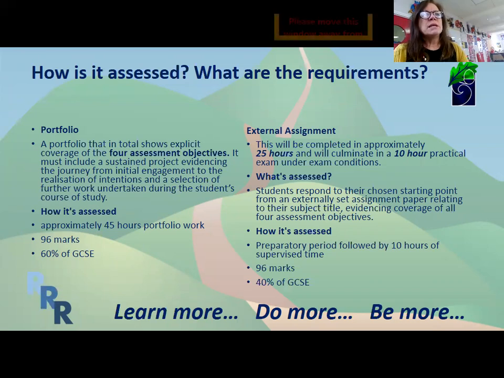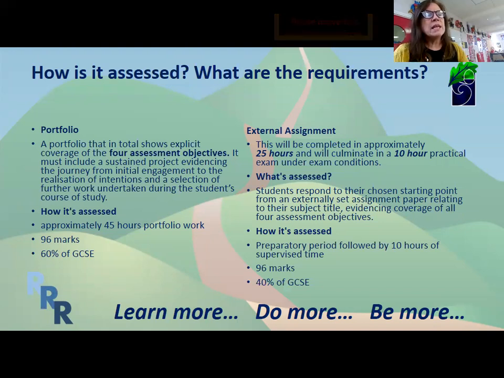The other component is called the external assignment. So this is completed in approximately 25 hours. So normally we do that in 2 days in school and will culminate in a 10-hour practical exam under exam conditions. Students respond to their chosen starting point from an externally set assignment paper relating to their subject title, evidencing coverage of all the 4 assessment objectives.